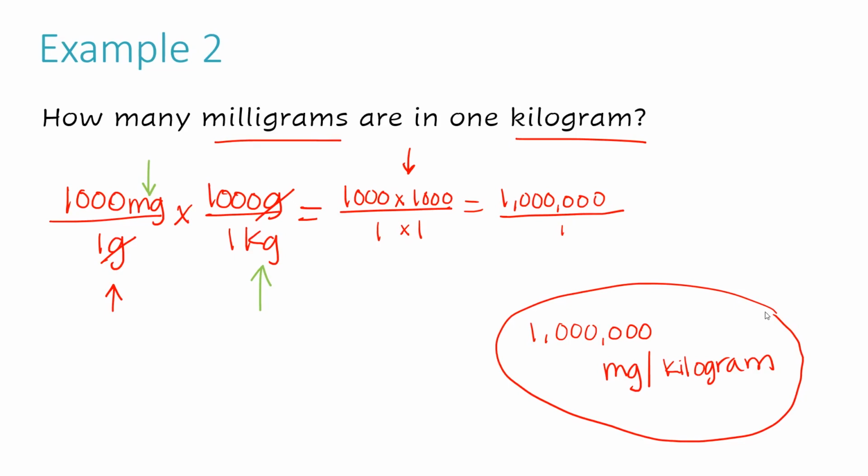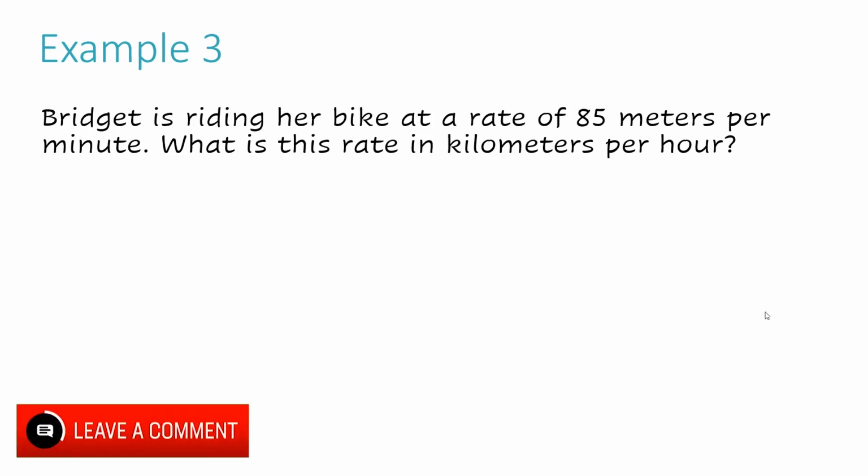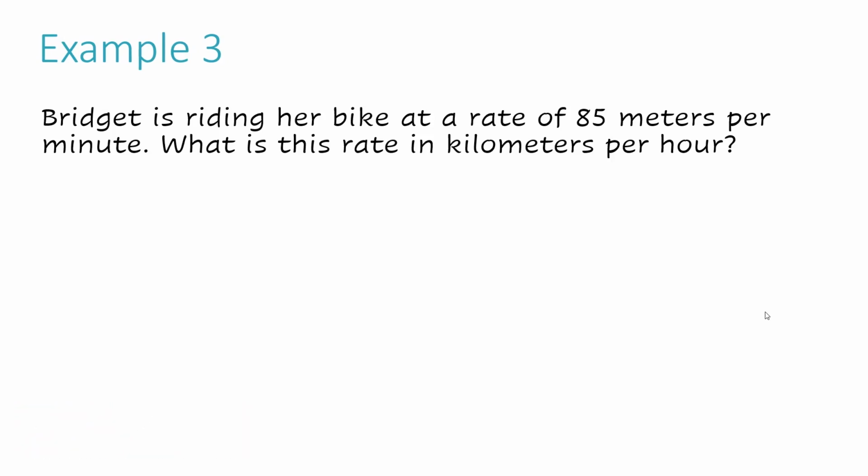Let's take a look at example number 3. Bridget is riding her bike at a rate of 85 meters per minute. What is this rate in kilometers per hour? Okay. So first thing I'm going to realize is this is a little different than the last 2 problems. The last 2 problems, they gave me just like an open-ended unit and I needed to convert it. This particular problem gives us a scenario. So I'm not going to start with something that I already know, like there are 100 centimeters in 1 meter. I'm going to start with what they have given me, okay? And what they've given me is that she's riding her bike at a rate of 85 meters per minute.